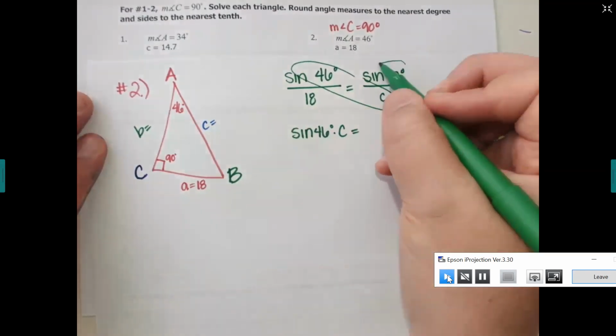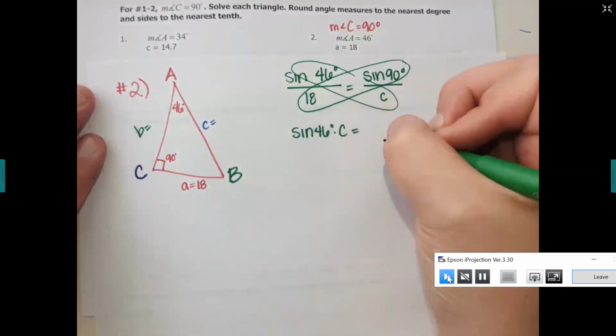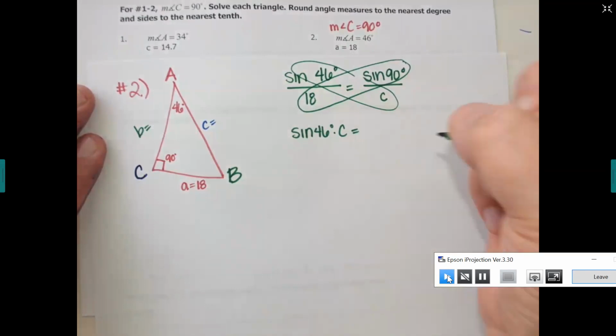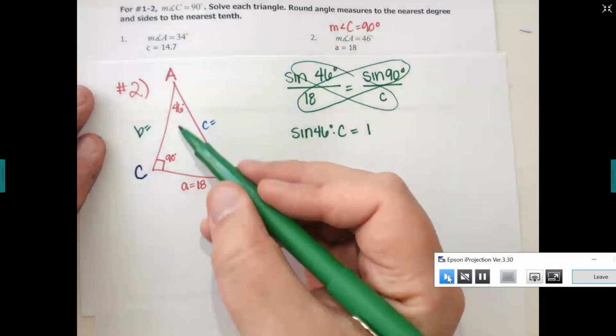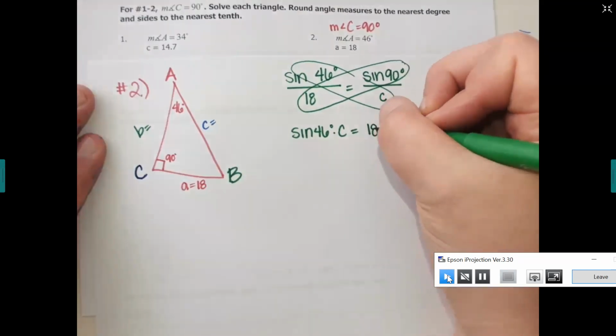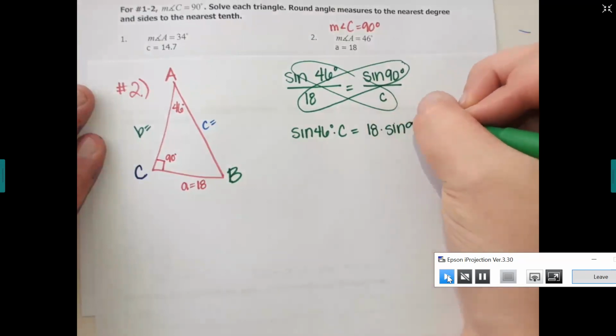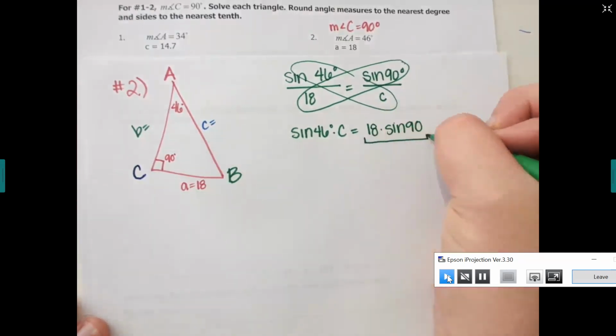And then the other diagonal, I'm going to multiply in the calculator, but since this is the first question, I'm going to write it and then multiply. So it'll be 18 times the sine of 90. Did I set this up right? Yeah. So that'd be 18 times sine 90. Okay, from here, multiply 18 times the sine of 90. Tell me what you get.